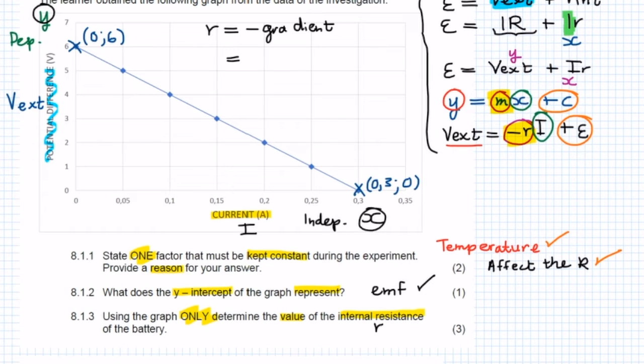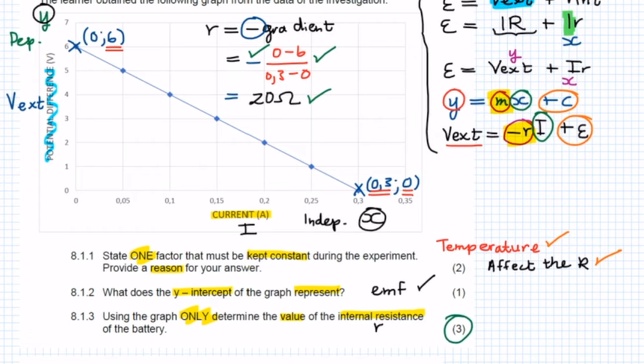So we say change in y, 0 minus 0.6, this value minus this one, over 0.3 minus 0. Don't forget, we are taking the negative version of the gradient, so we put a negative at the front. When we plug this into our calculators, we find that the internal resistance is 20 ohms. You're going to get a mark for your substitution at the top and bottom, or a mark for substituting to find the gradient, 1 mark for your negative, and 1 mark for the final answer, giving you a total of 3 marks.